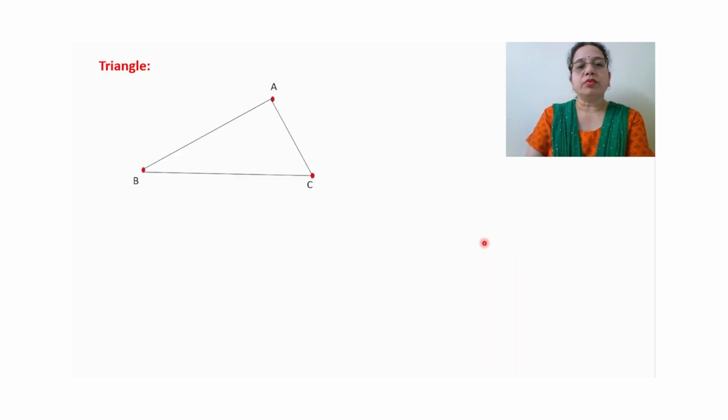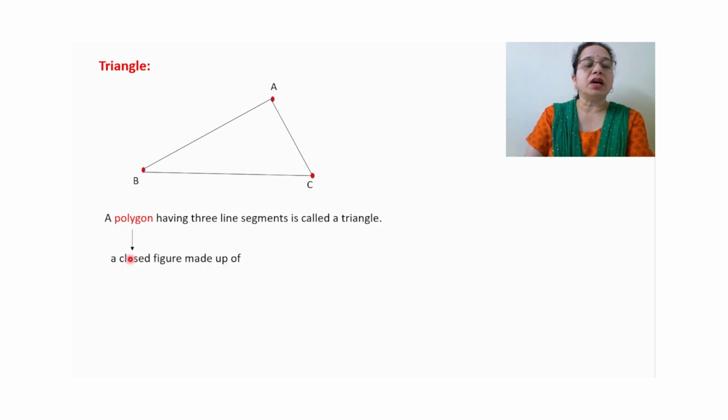So let us start with today's topic. My today's subtopic is triangle. This is triangle ABC. So how can we define a triangle? A polygon having three line segments is called a triangle. Polygon itself, the meaning is a closed figure made up of line segments. So another way you can define it, a closed figure made up of three line segments is called a triangle.